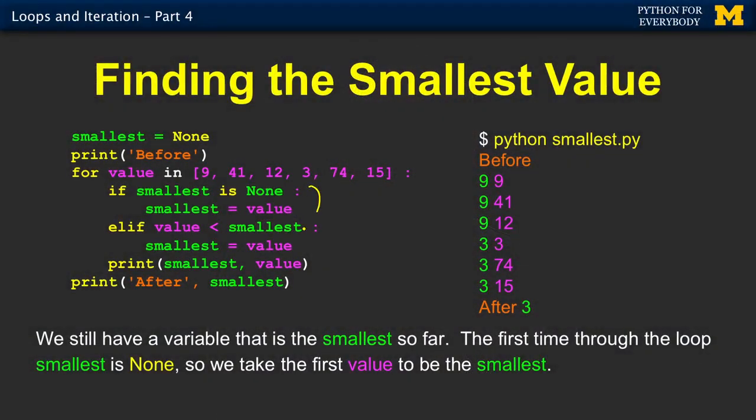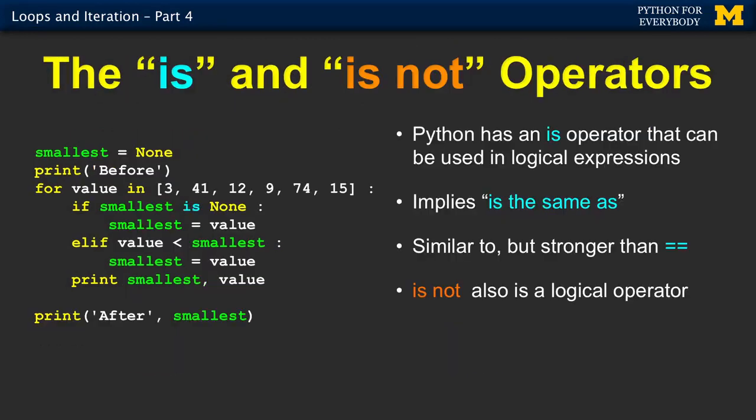Okay, and this technique is a good way to do the largest and the smallest, to use this none, and then have a little bit of code that triggers the first time through the loop to get your loop carried variable set up. Okay, so the is and is not operator, they're both operators. They're like less than or equal to or not equal to. They don't hurt their operands, and they return you a true or a false. Okay, so is and is not is also a logical operator.